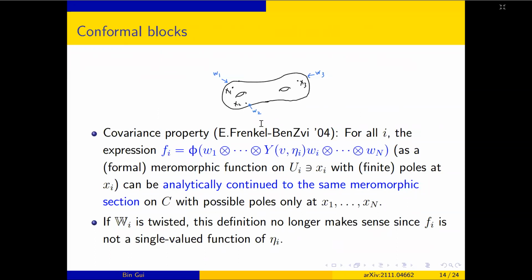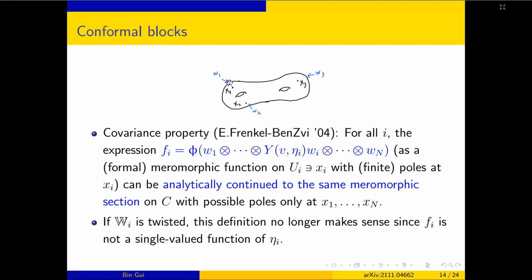So this is the machinery given by the conformal block, and this conformal block should satisfy some covariance property. The rigorous statement of this covariance property is very complicated, but roughly speaking, this covariance property should be understood in the sense of analytic continuation. So roughly speaking, this covariance property says this.